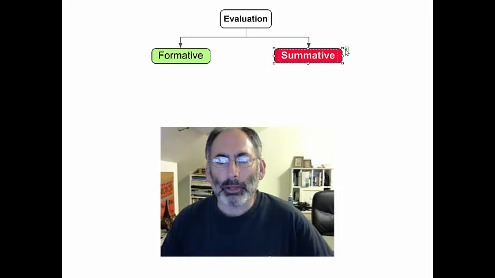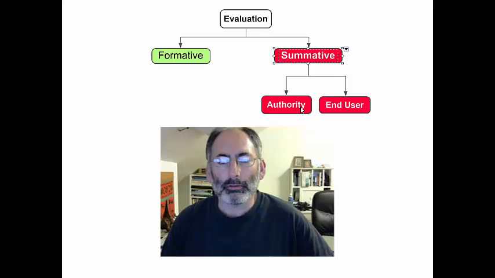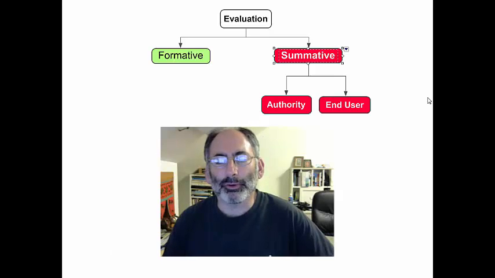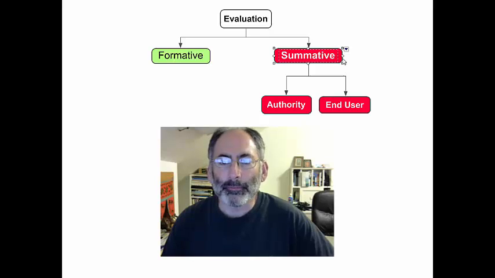Summative evaluation can be given by an authority figure, like if you're submitting your work for licensure or a student is submitting their work to a teacher, or by an end user, such as you may be giving me at the end of this course to tell me how well it worked for you.